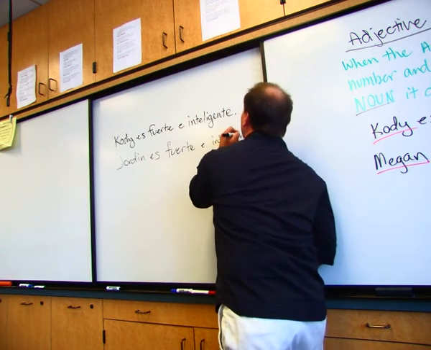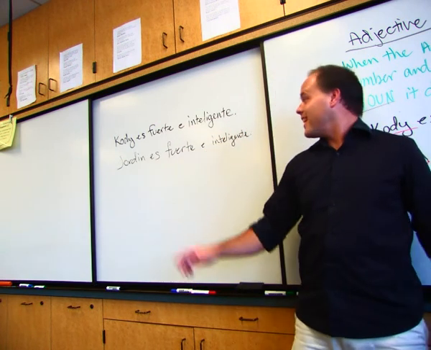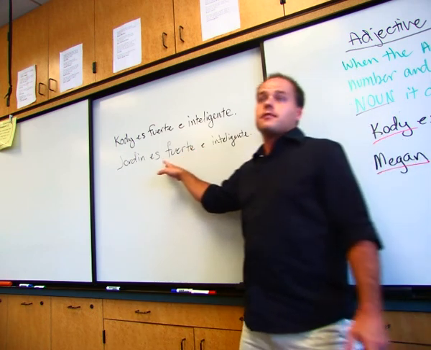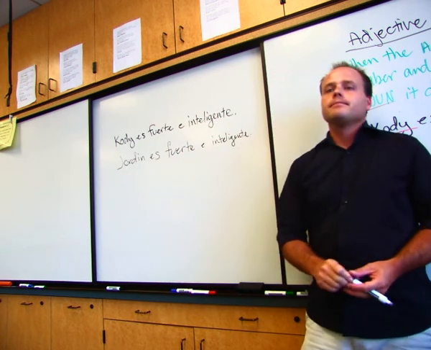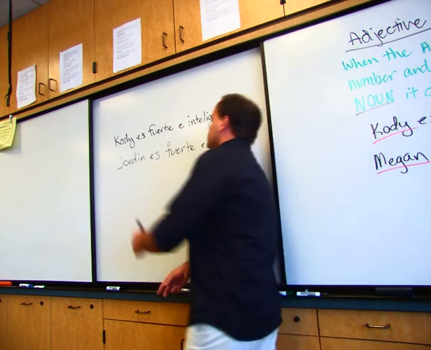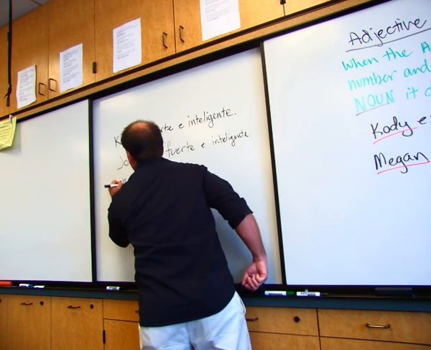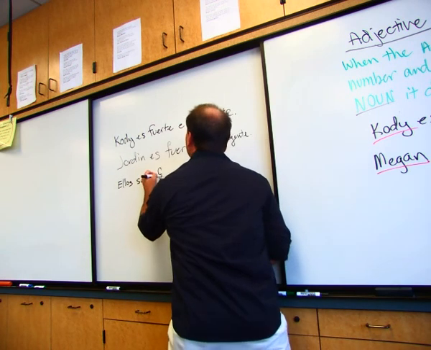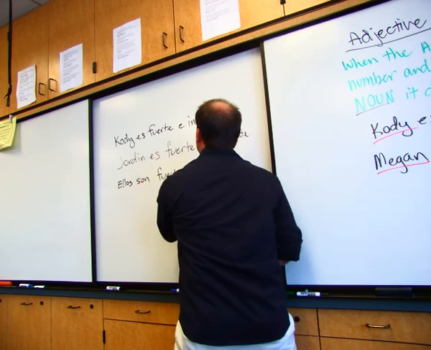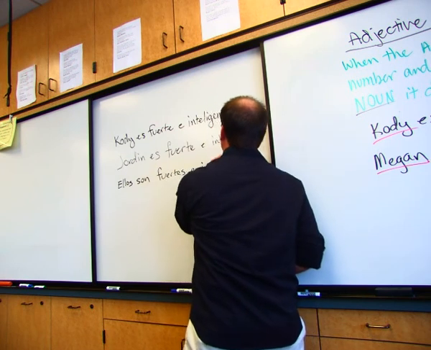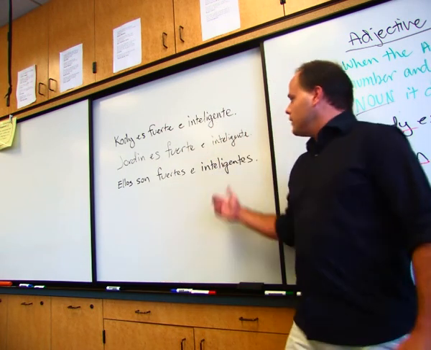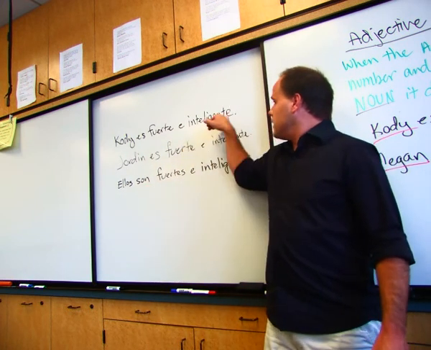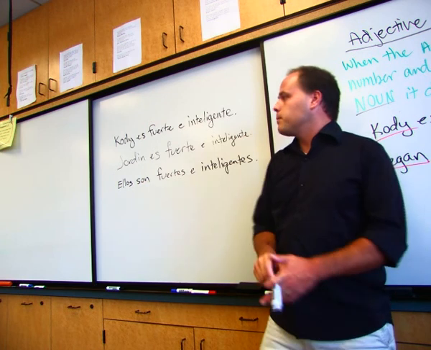Jordan es fuerte e inteligente. Again, even though it ends in an E, in this case it's feminine because it matches gender. If we put them together, does it change? Ellos son what? Right. Fuertes e inteligentes. All right. Again, they do need to match the gender and the number. Even though they end in an E, they will be plural if need be.